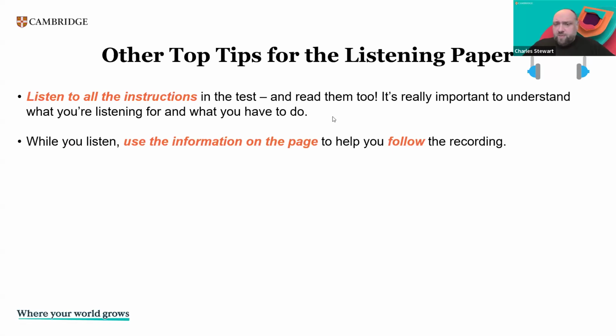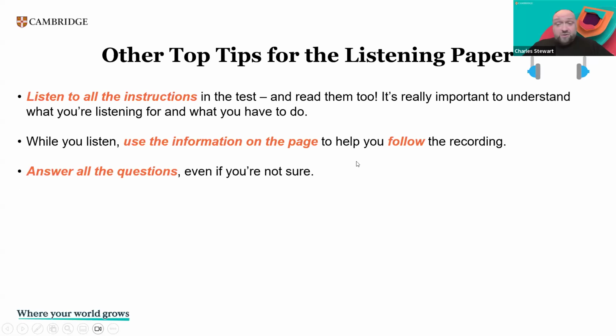Also, use the information on the page, the answers, to help you follow the recording. Now, not every recording will go in order for the C2 Proficiency. However, occasionally you can use the information on the test paper to help you follow the recording.